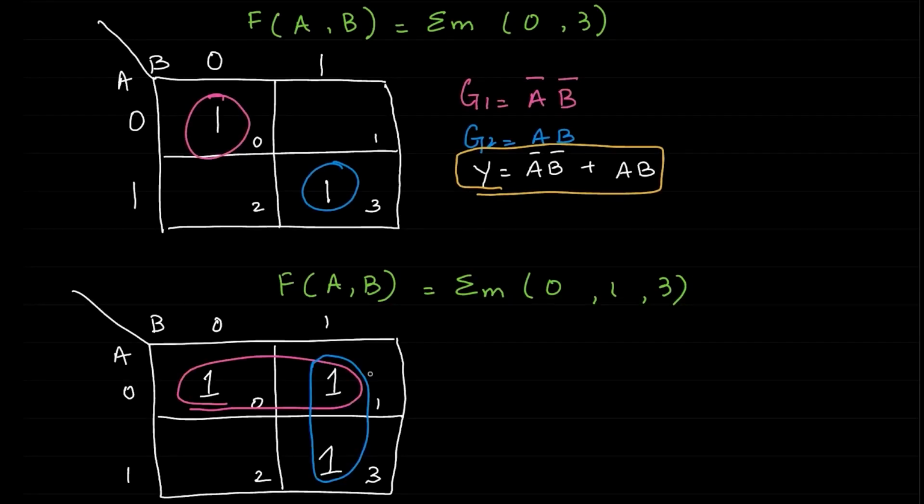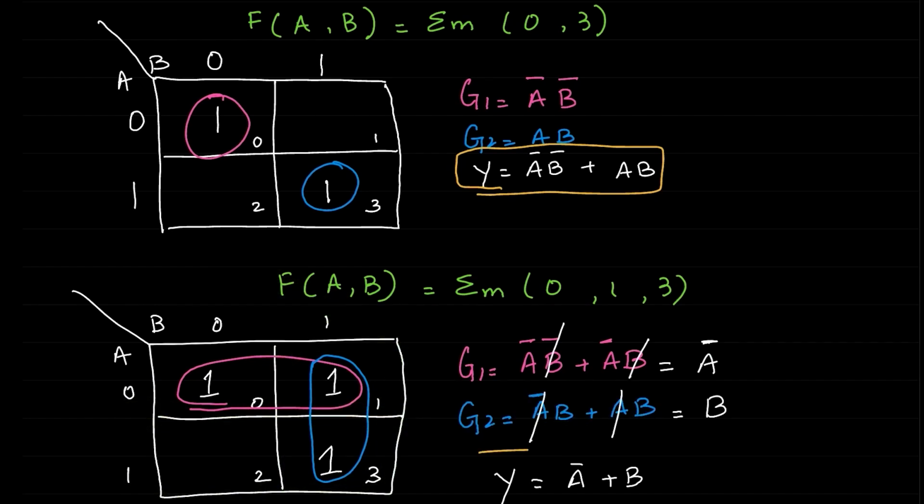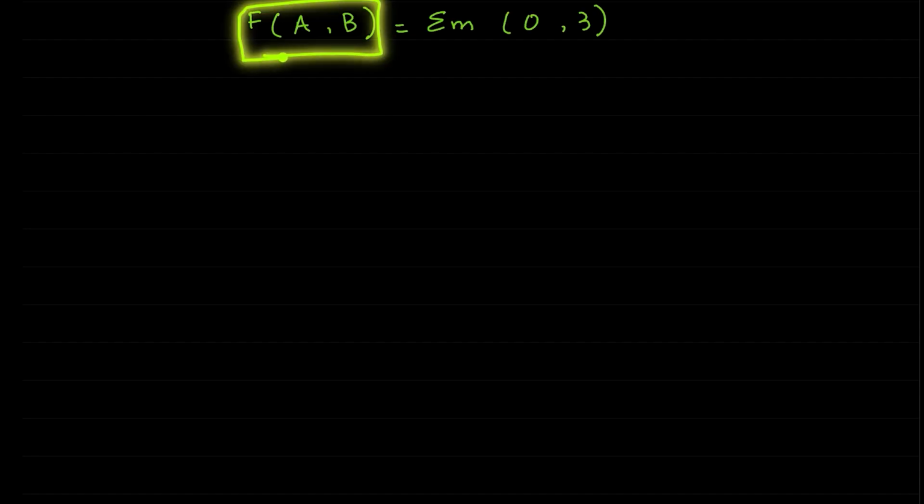Hi. In this video, I'll walk you through a couple of examples to solve 2 variable K-maps step by step. So let's dive into it. The given equation for our first example is F(A,B) equals minterm of 0 and 3.